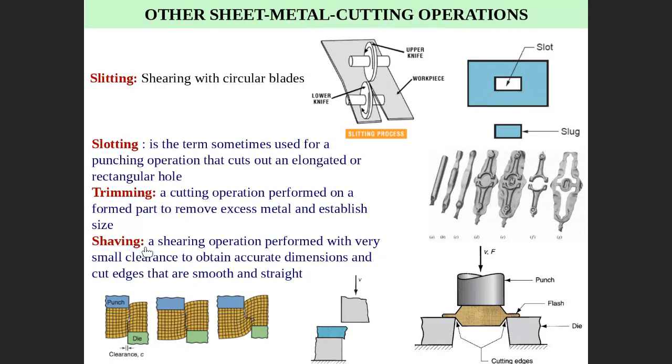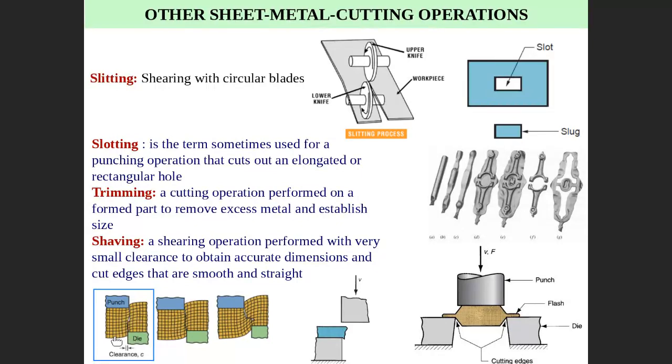And finally, shaving. Shaving is a shearing operation performed with very small clearance. Someone will say that you told us we usually avoid very small clearance, and we prefer clearance between very big and very small, something in between 4 to 8% of the thickness. Why do we have this? It is a very special case. Force and power will increase, okay, I don't care. I need to do shaving, which gives very good quality.